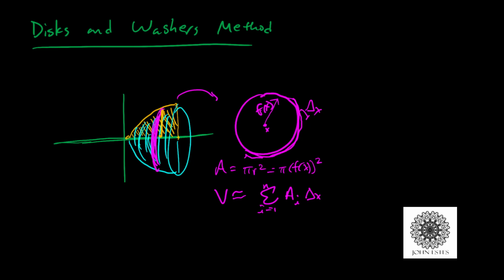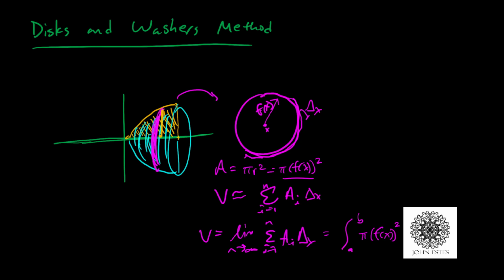Obviously the more of these coins we can fit in, the better the estimation would be, and that drives the width down, so we get an exact volume by letting n go to infinity. When we do that, that's a Riemann sum, we actually get the integral, and the integral comes from the formula for the area of a circle. It's pi times the radius, which is f of x, quantity squared, and then the width, which is dx.